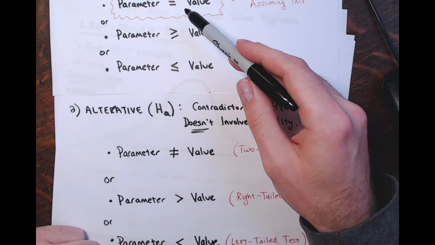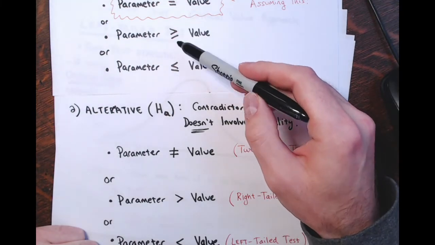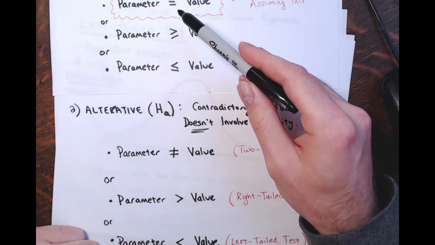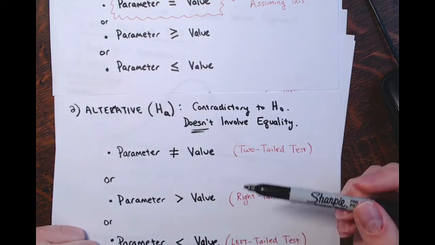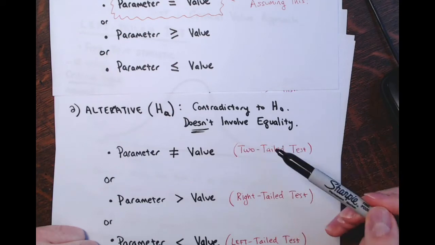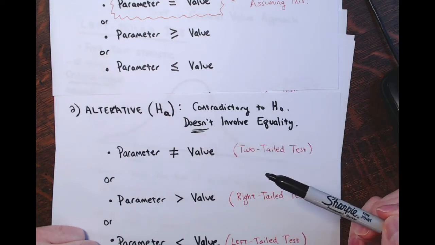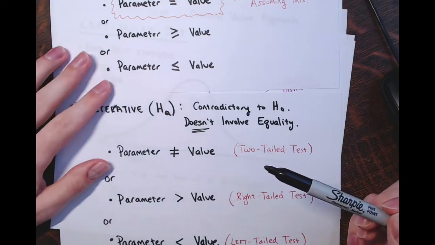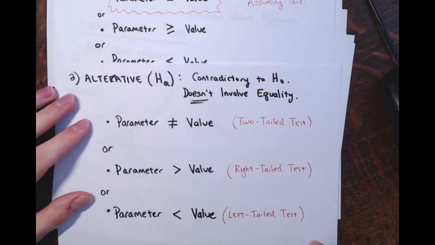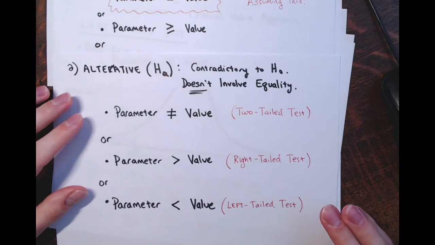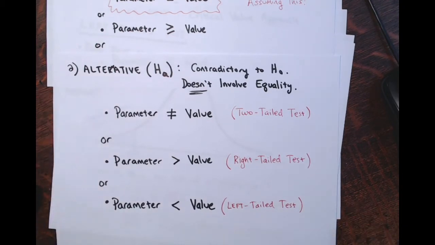Since the null hypothesis will always involve some sort of equal sign, equals, greater than or equal to, less than or equal to, the alternative hypothesis will never involve equality. It doesn't involve an equal sign in any way. So here are your three possible alternative hypotheses. One of these three will be your alternative hypothesis.